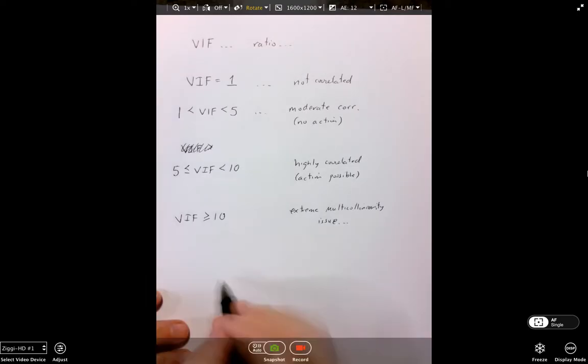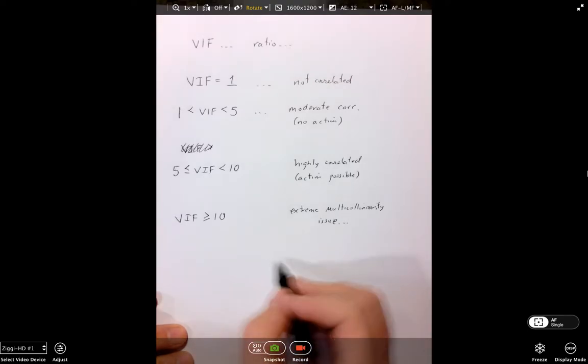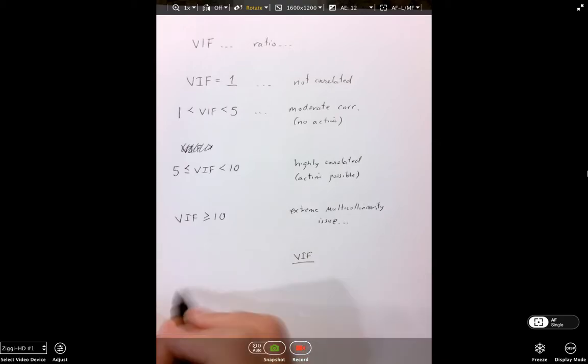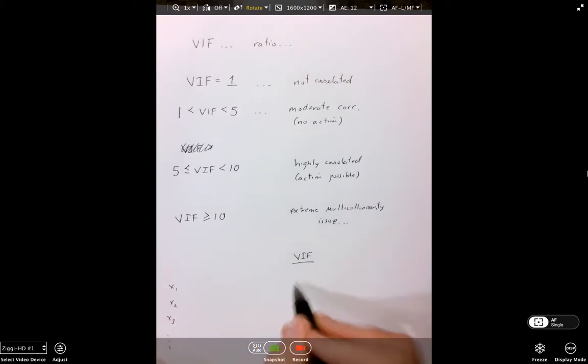Now, guys, what we ultimately end up getting when we calculate these variance inflation factors is that we get these for our variables, and I'll go through an example of that in just a second.